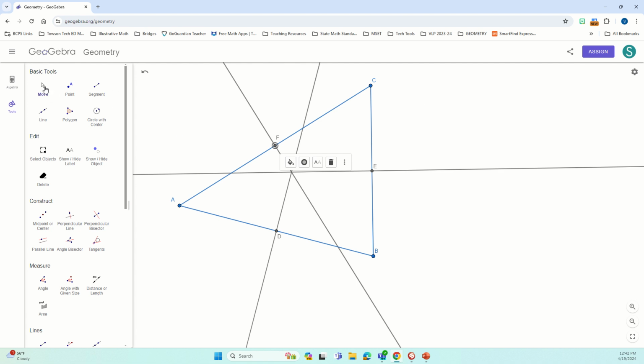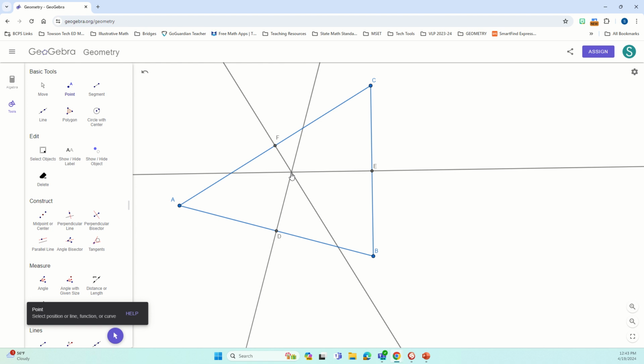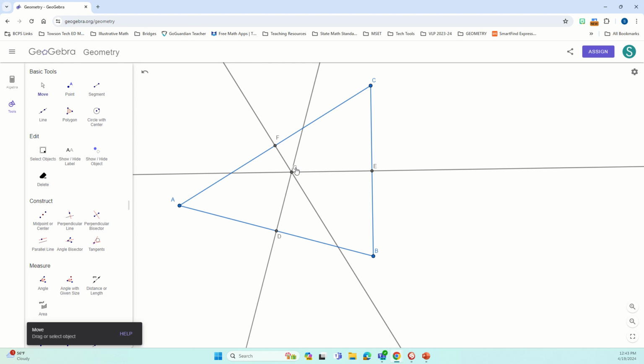All right, now what we've created here is this very interesting little shape. This is very important. This is where all of those perpendicular bisectors intersect. So we need to put a point there. It's extremely important because this is going to be the center of our circle, guys. Okay, now we have all our perpendicular bisectors.